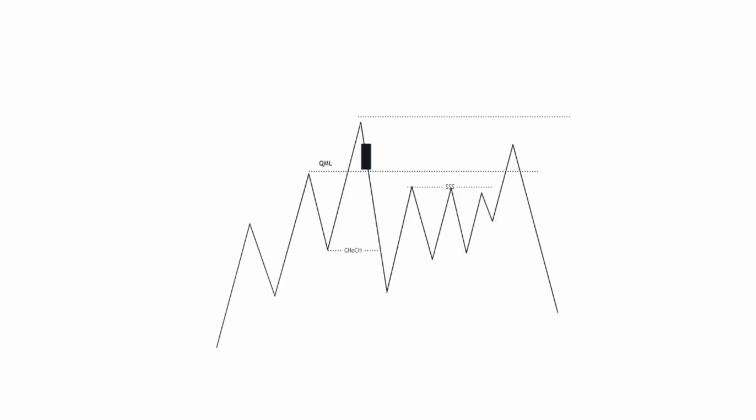Depending on how you enter your trade, this low right here could be your possible target, or you can place your targets based on your risk to reward ratio. Waiting for entry confirmation will be the best approach. So this is exactly the QML trading setup.